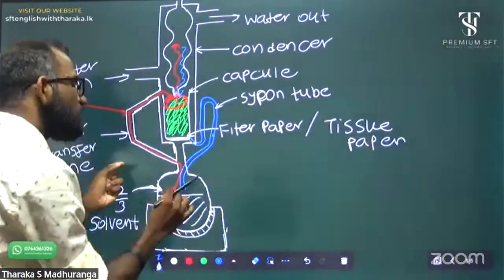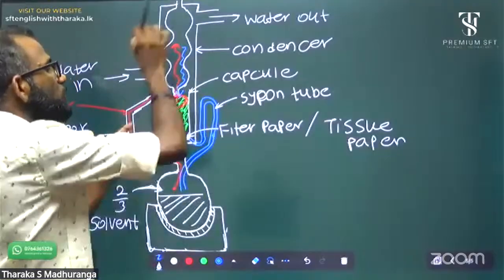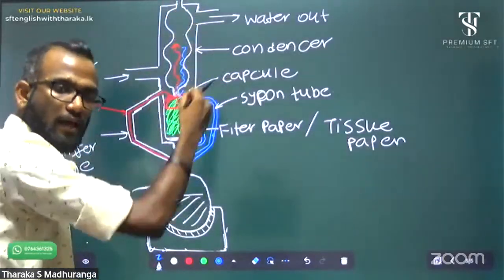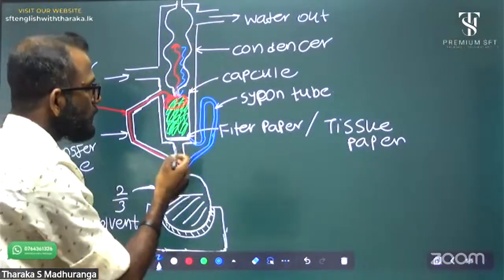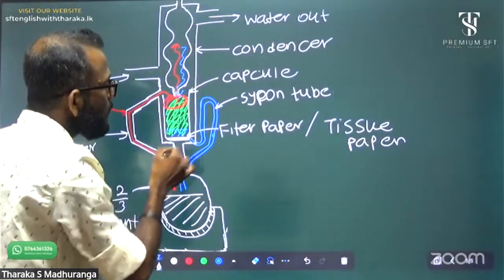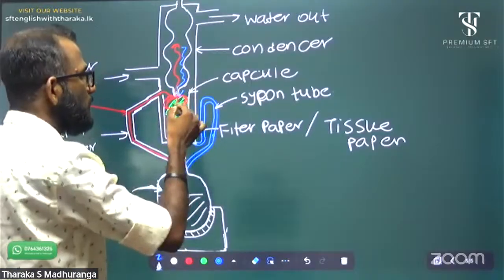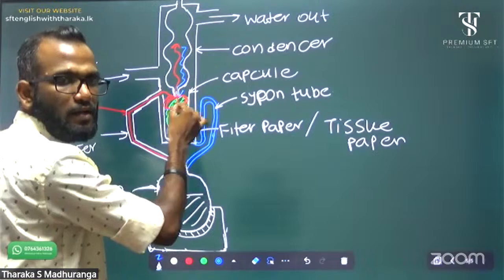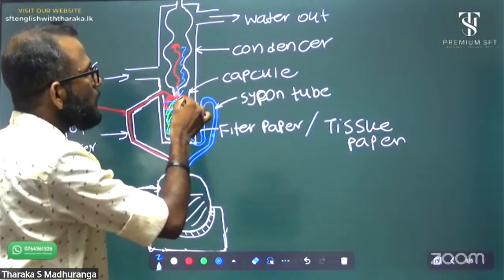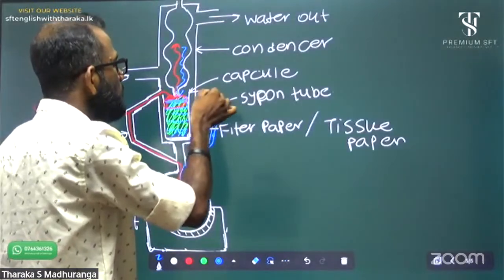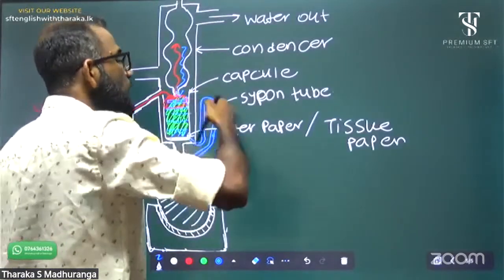Okay, the same process continues. It evaporates, condenses and collects into the plant material chamber. Then the solvent fills up to this level, and up to this level. No issue, continuous filling. But when it passes this level, this U shape line, this point, a pressure difference comes.